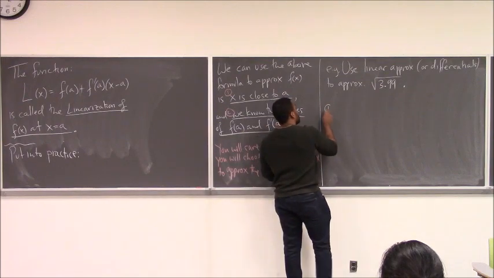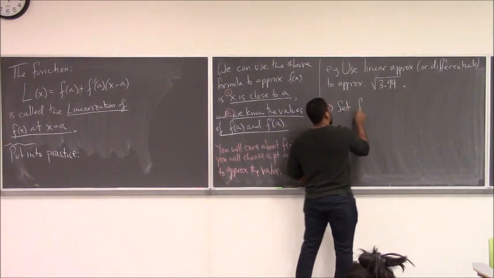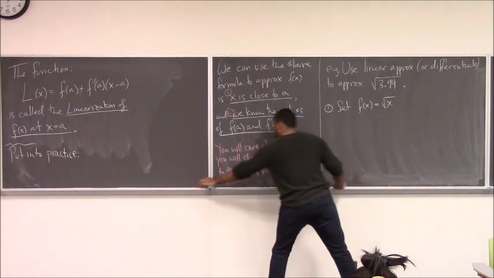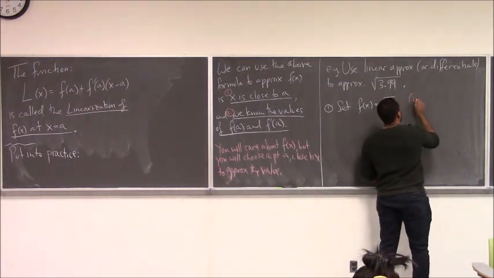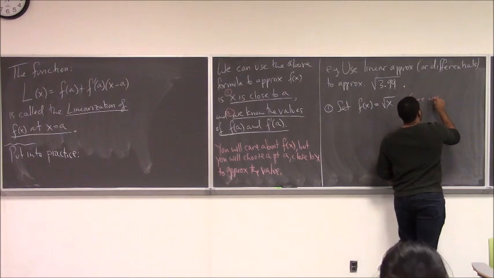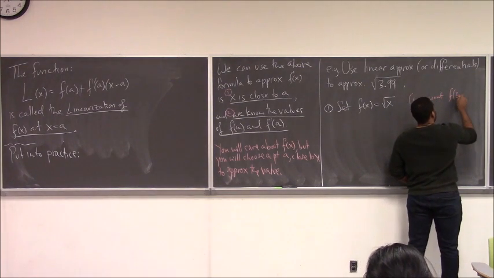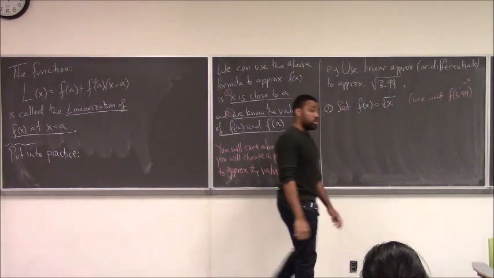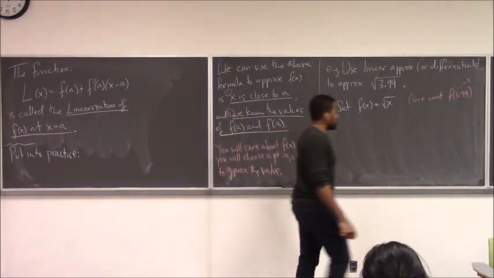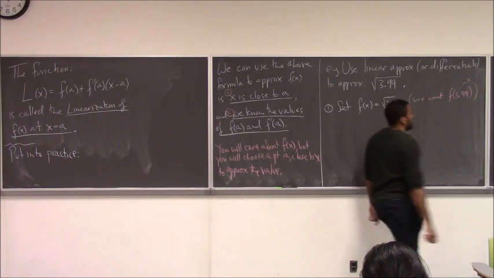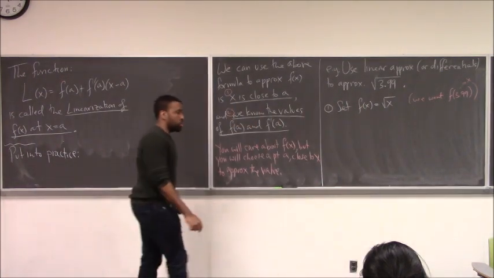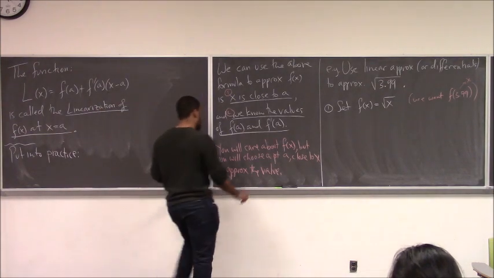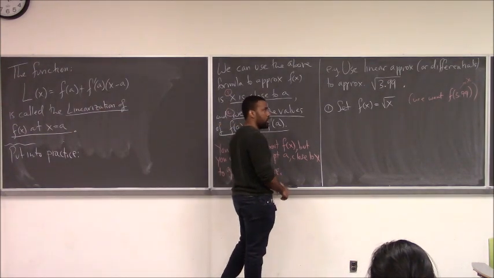So here is our first step. We're going to set f of x to be the square root of x. And you can notice we want f of 3.99. That is the f of x value that we want to find. Now most of you won't know the square root of 3.99 off the top of your heads, but yes, you do know the square root of 4. 4 is super close to 3.99.